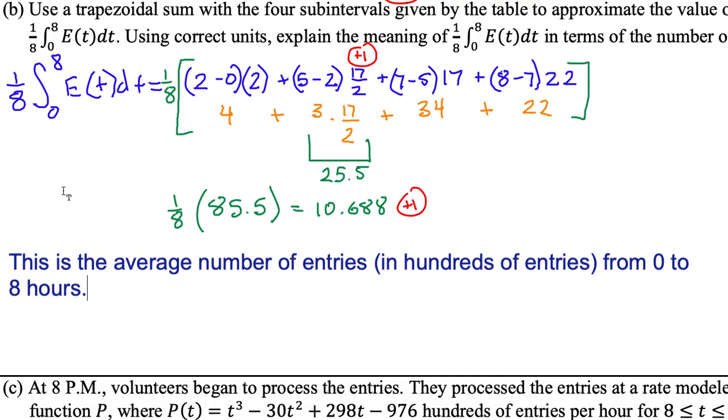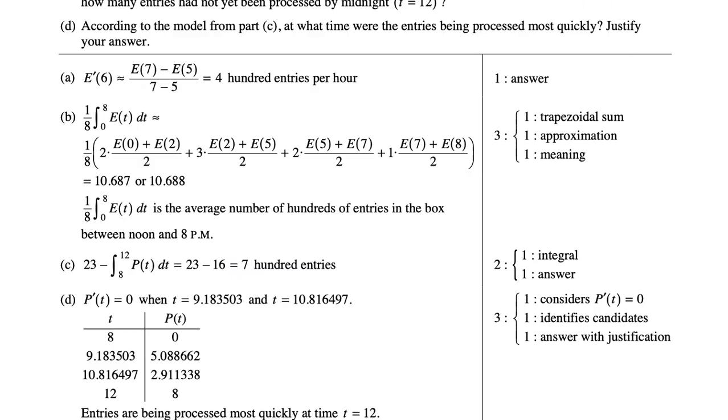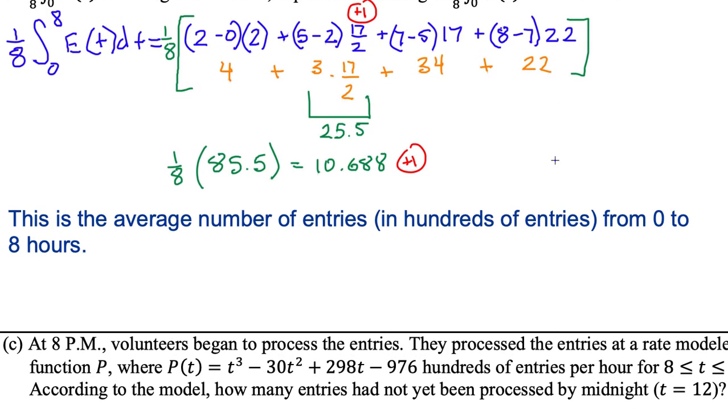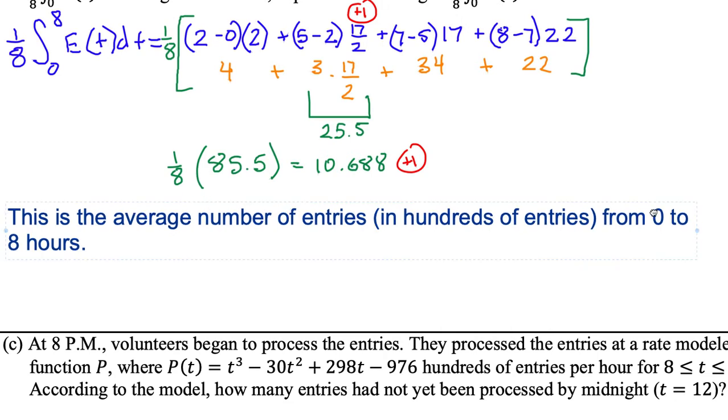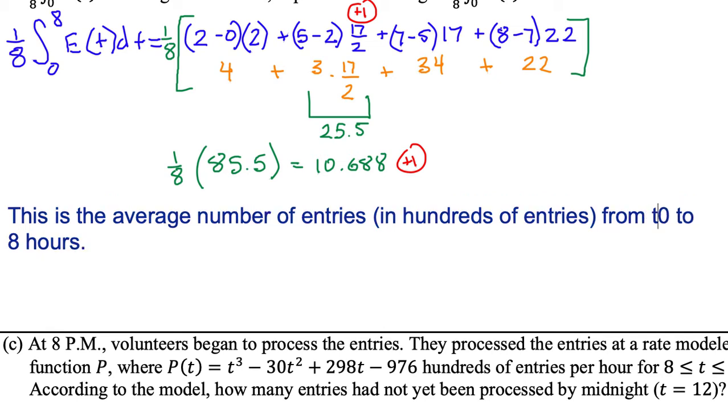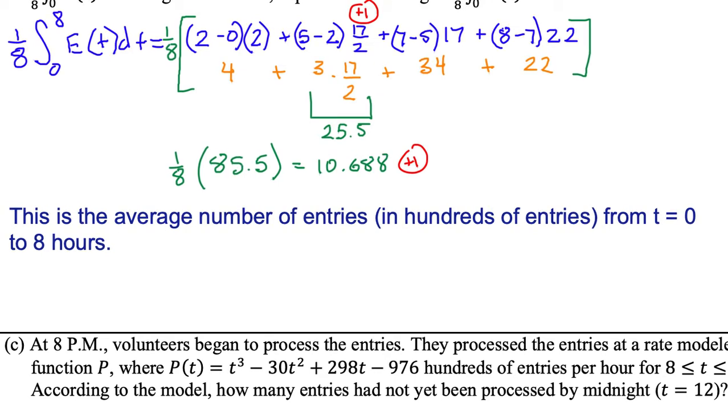All right, and let's see exactly what the solution guide has in store for us. Average number of entries between noon and 8 p.m. It doesn't matter if you interpret it that much, but between time is equal to whatever and whatever is fine. I should say from t is equal to 0 to 8 hours, to be more accurate about what I'm saying. All right, so that's plus 1 point if you got that.